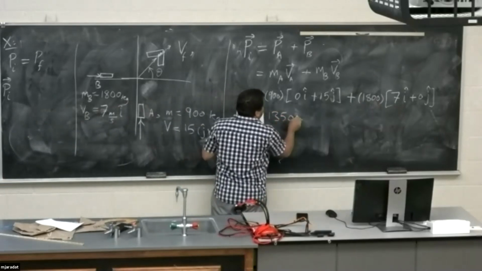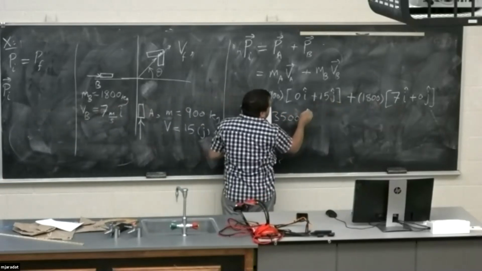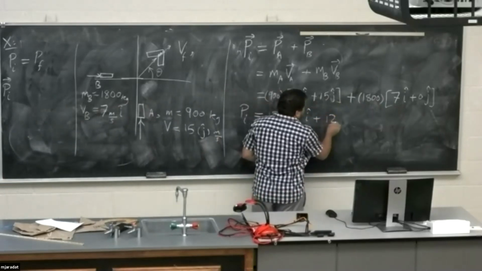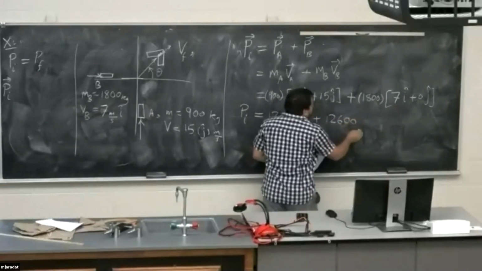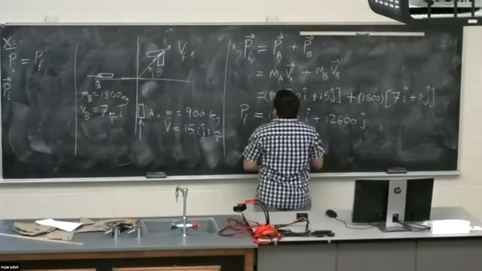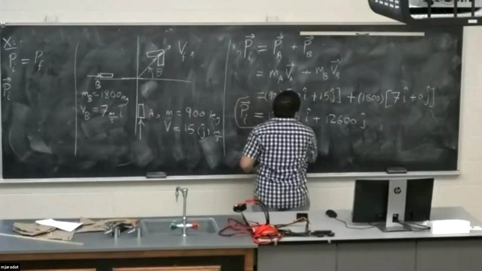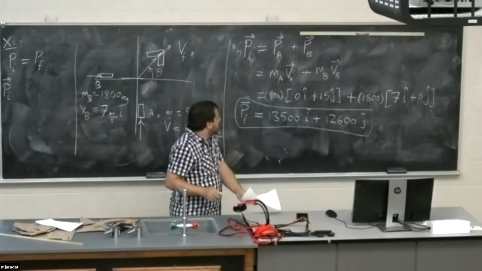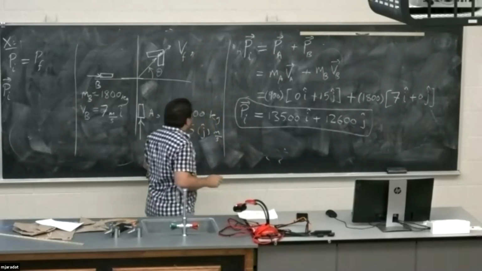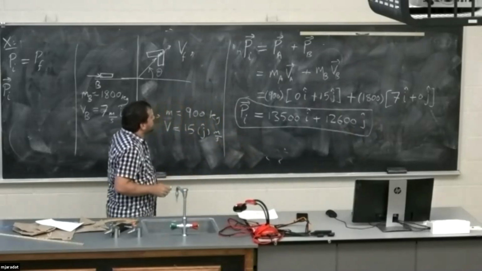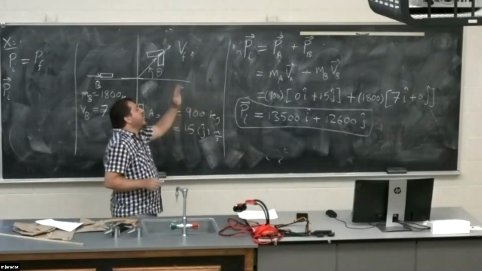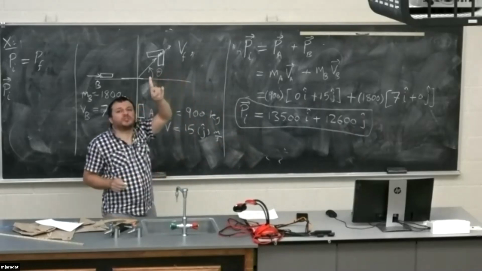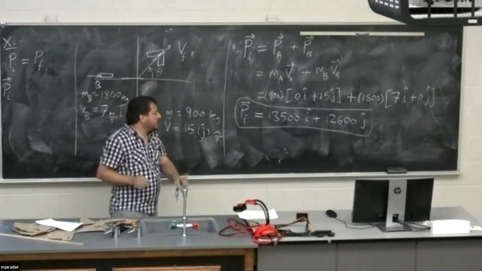$13,500 I hat plus 12,600 J hat. This is the momentum initially. It's solved here, but I'm solving it step by step. What about the momentum finally? It is the momentum of just one object. Just we have one object.